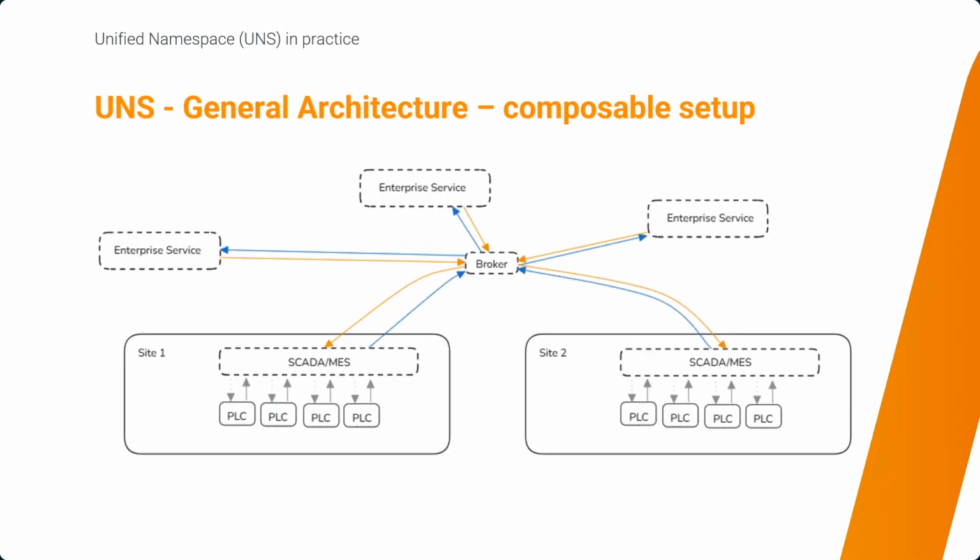If we again take a look at the general architecture that we made and that I showed previously, we see that we have a broker here on the enterprise level. The broker is located not on site 1 and not on site 2, but on the enterprise level. So this broker has enterprise data. In this case, it makes sense that this broker communicates with both of the sites and with all the enterprise services.